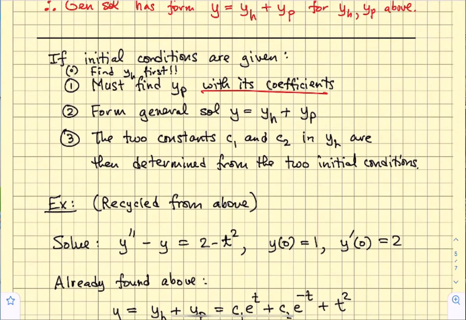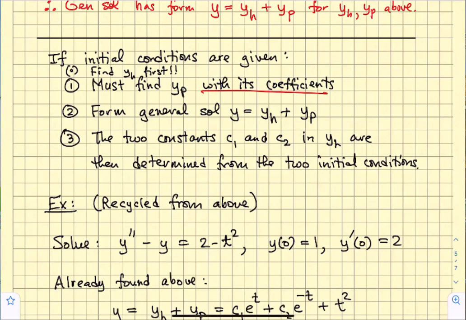If initial conditions are given, you must find yh first. Then you find yp along with its coefficients. The form is not enough. You have to find it with its coefficients. Then you build the general solution to the non-homogeneous differential equation by making y as yh plus yp. This will be a two-parameter family. There should be no unknown constants from yp because you've already nailed them down by finding the coefficients in the step above. Now you will have two unknowns, c1 and c2, and they're in y because they're sitting in yh, and they are determined from the two initial conditions.